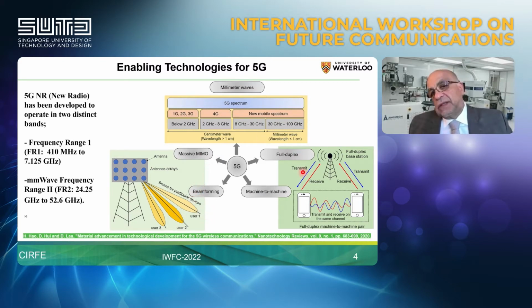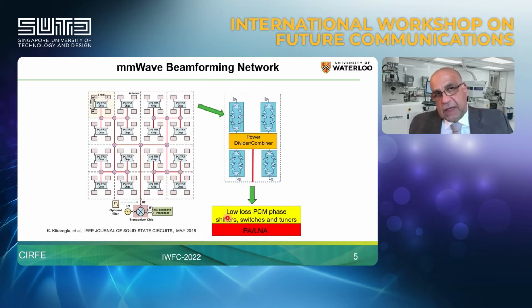And of course, it can be used in, for example, beamforming and full duplex. I'm going to address some applications, potentially for full duplex. Here is the basic building block for a millimeter wave beamforming network: you can see phase shifters in an array with PAs. Right now, this is done using semiconductor technology, which is great, maybe at 28 gigahertz. But as you go higher in frequency, things become a little bit difficult, and the semiconductor performance degrades. So possibly PCM technology can be used.